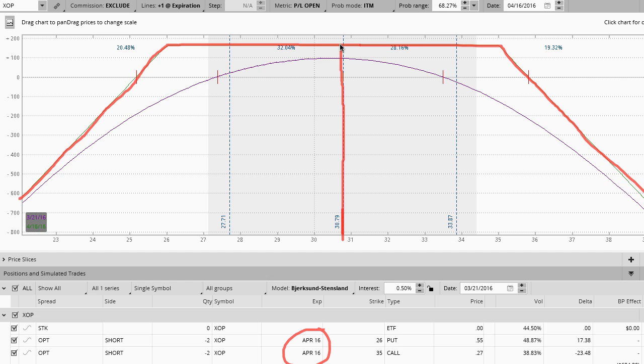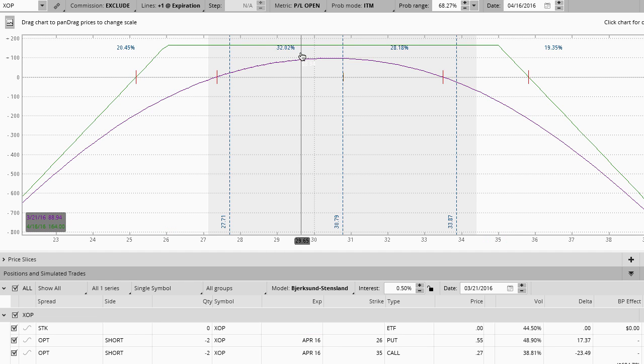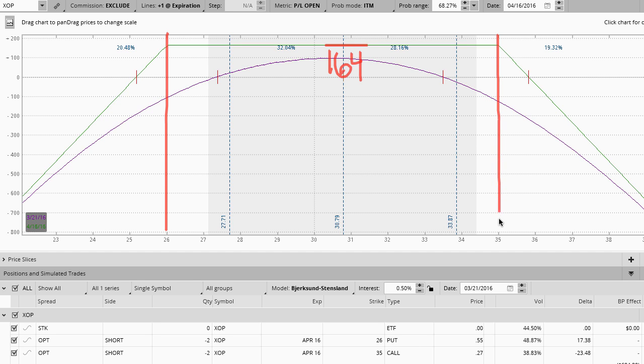Right now, as long as the stock stays basically between 26 on the put side and 35 on the call side as far as a price of the underlying security, we can make at expiration about $164. So that's our max potential profit on this particular trade. Right now, the trade is working out in our favor, and we're already making some money. All we need the stock to do is stay between 26, which is here, and 35 on the top side, and we make $164 at expiration.